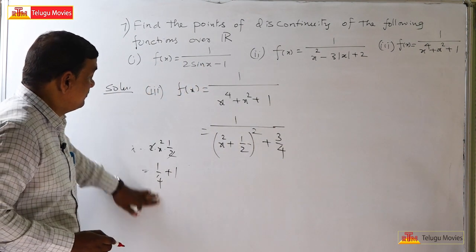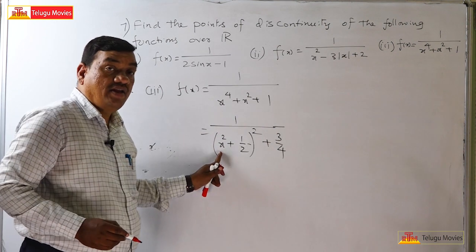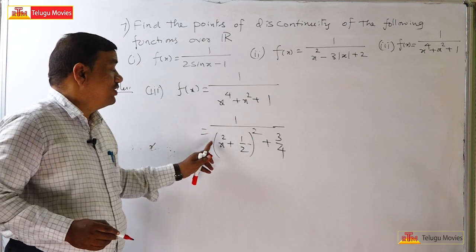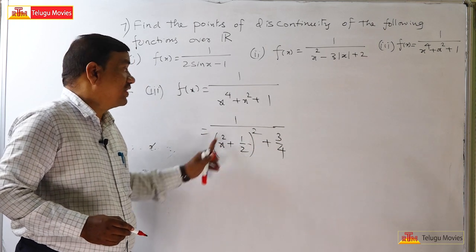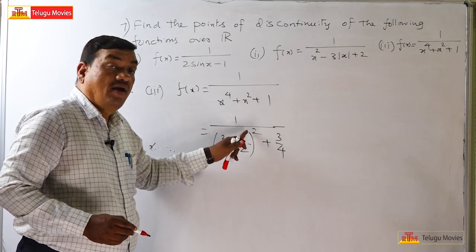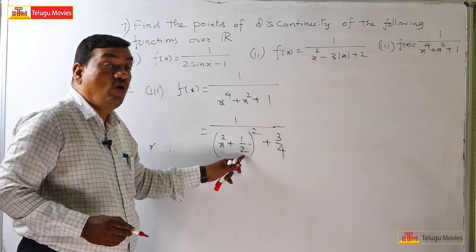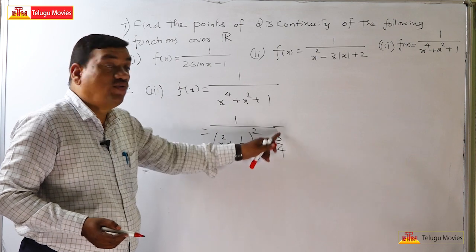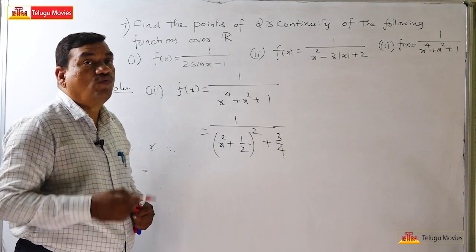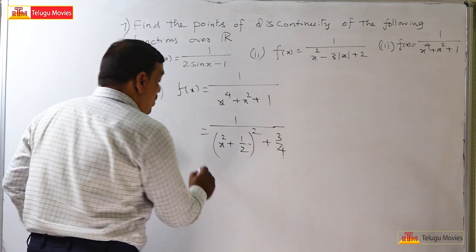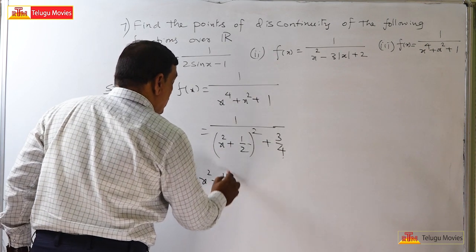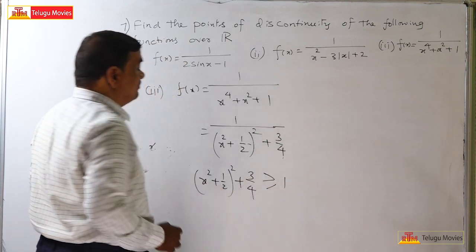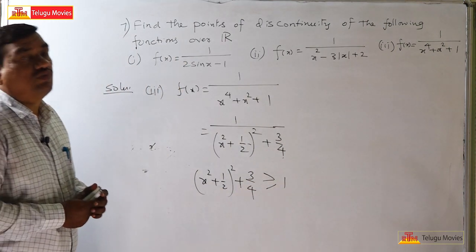So let us check here. a² is x⁴, plus 2ab means 2 into x² into 1/2, the 2 cancels, giving x², plus b², which is (1/2)², that means 1/4. 1/4 plus 3/4 is 4/4, which is 1. So this is always (x² + 1/2)² + 3/4, which is greater than or equal to 1. So the minimum value is 1.